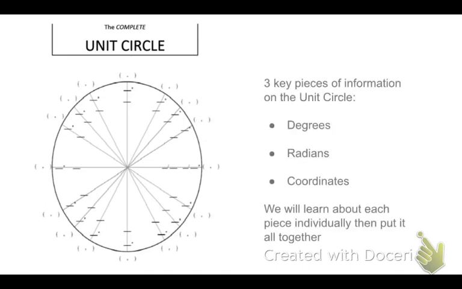There are three pieces of information on a unit circle. There are degrees, radians, and coordinates. We're going to learn about each one of these pieces individually before we put all of them together. So today, we are going to focus on degrees and radians.